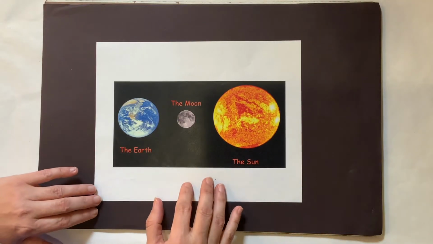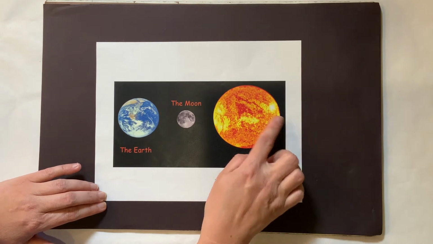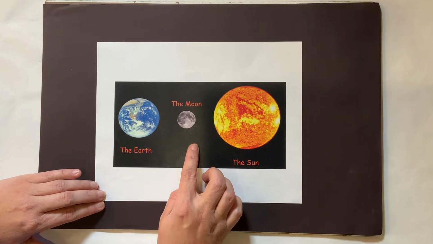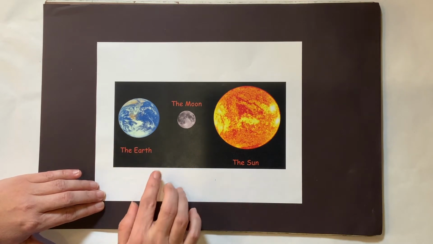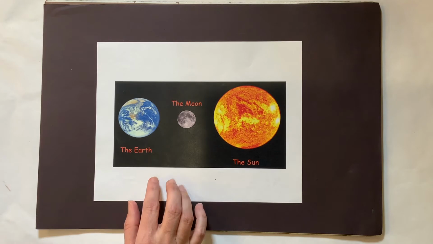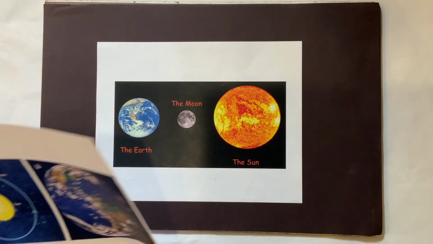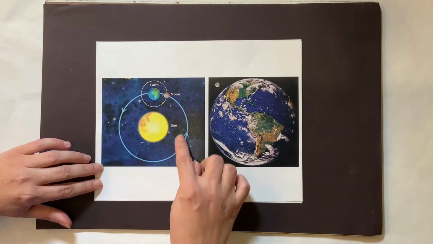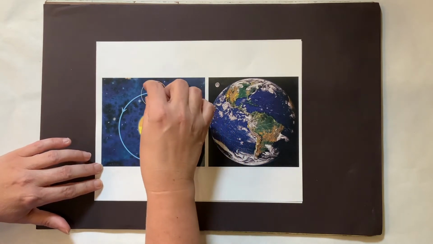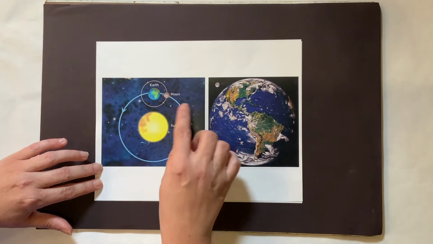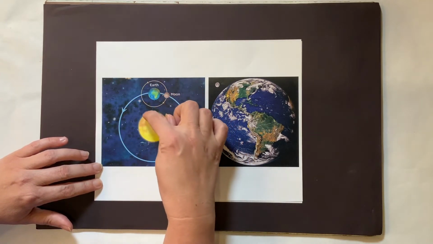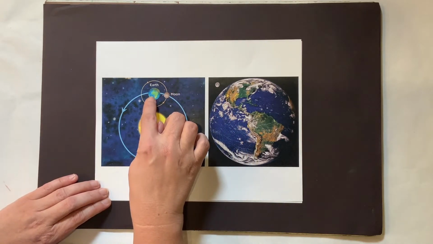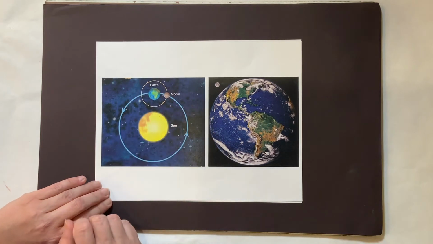Let's review our solar system. We have our sun, we have our moon, we have our earth. The earth spins and rotates, and it revolves around the sun. Goes around the sun. And while it's spinning and turning and going around the sun, the moon goes around the earth. Who can remember, for the earth to turn all the way around, how long does it take?